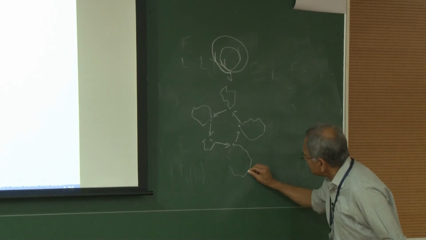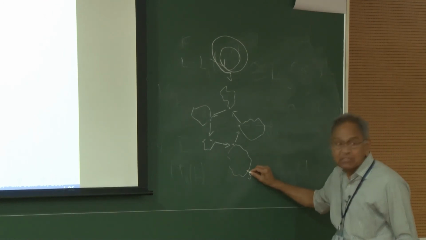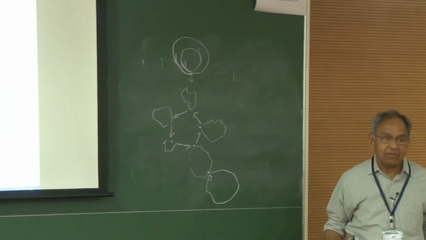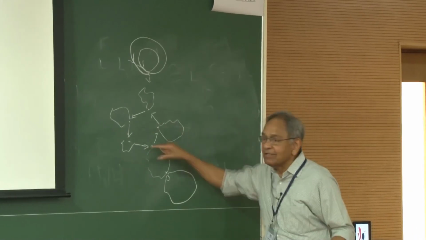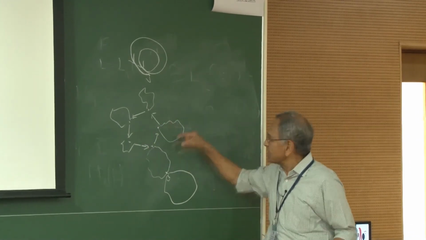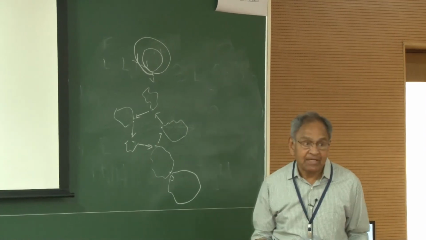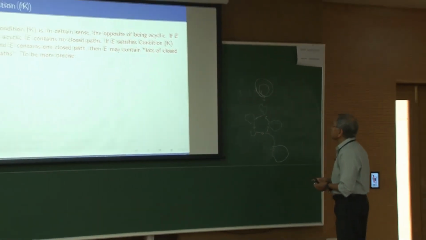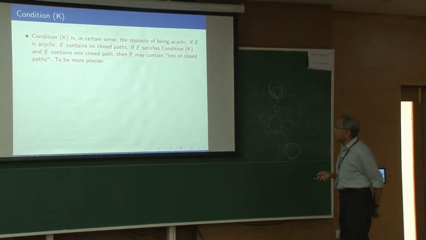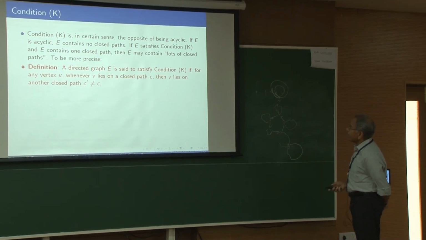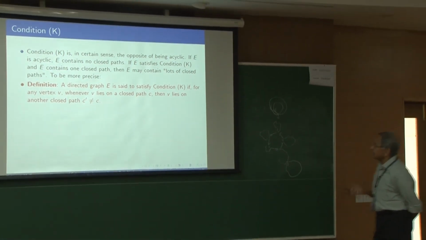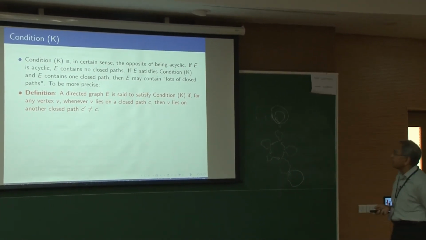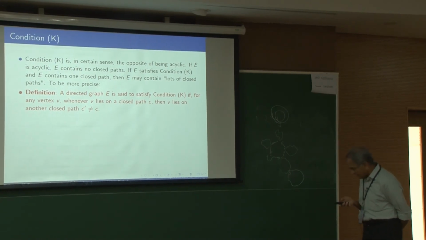Now, this cycle may have a vertex W, and because it is on that cycle, it must also lie on another cycle. You see the idea? If there is one vertex sitting on one cycle, then every vertex on that cycle must be part of another cycle. So a vertex sitting on one cycle leads to many cycles. More precisely, this is what it says: condition K means for every vertex V, whenever V lies on a closed path, then V lies on another closed path.